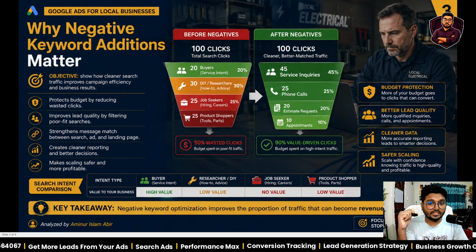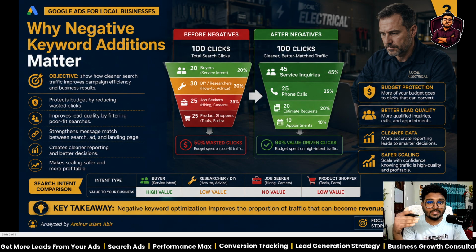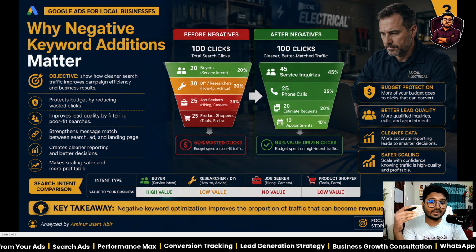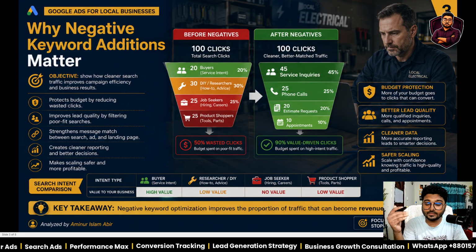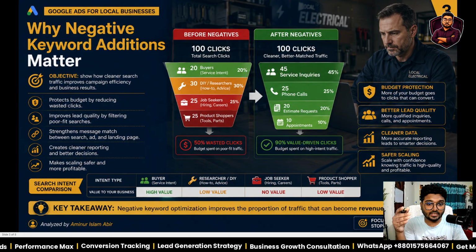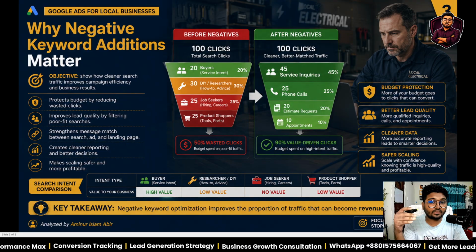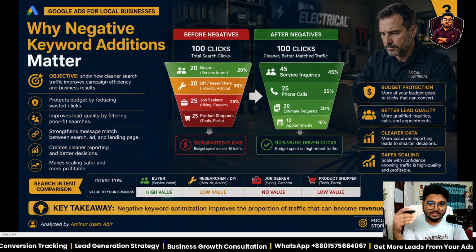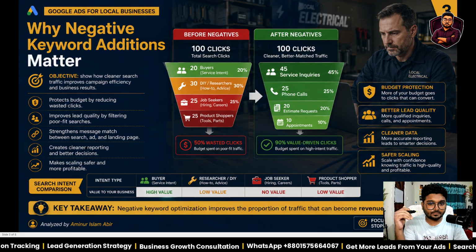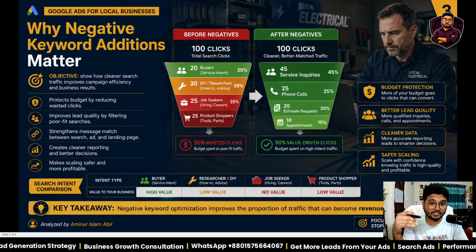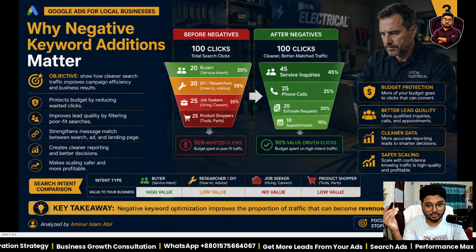The fourth benefit is clearer reporting. When buyer searches and irrelevant searches are mixed, the advertiser may not understand keyword results, conversion rate, and campaign profit. The fifth benefit is safer scaling. Increasing the budget becomes safer once search waste has been reduced. Negative keywords can also help the sales team. They may receive fewer job calls, wrong service requests, product questions, and weak form submissions.